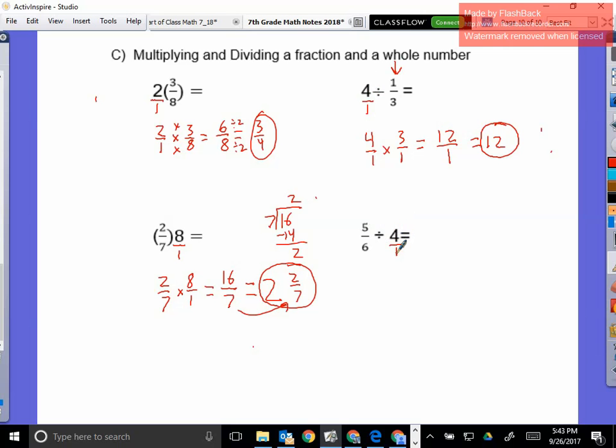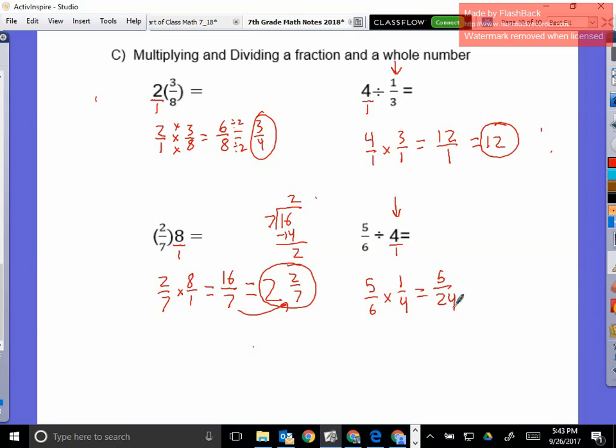Turn that guy into a fraction, stick a 1 underneath of it, and remember our rule. Our second fraction, which is this guy here that we just made, 4 over 1, is going to flip, and then we will multiply it together. So rewrite that, put your multiplication symbol there. This is going to flip to 1 over 4. Multiply straight across, 5 over 24. And that's looking pretty good.